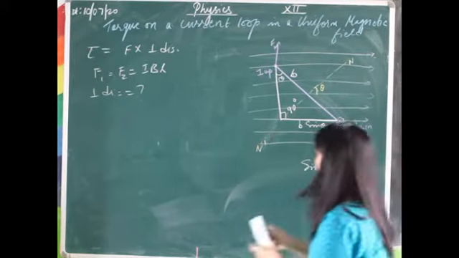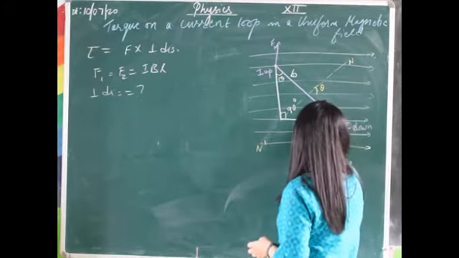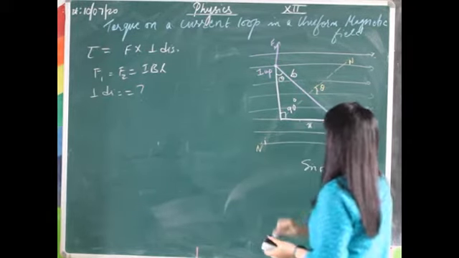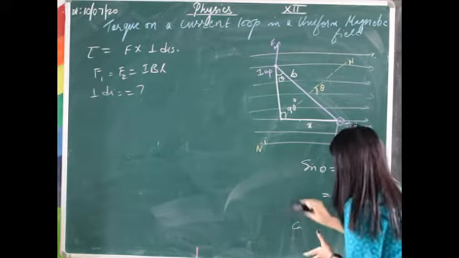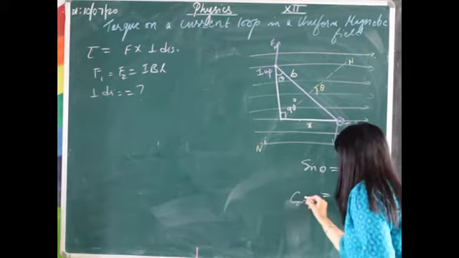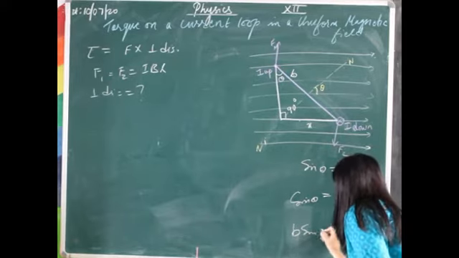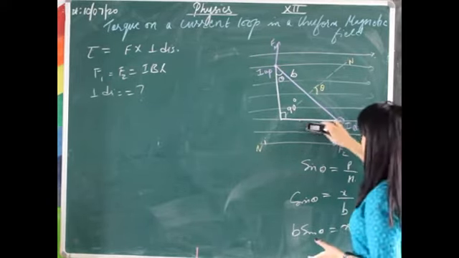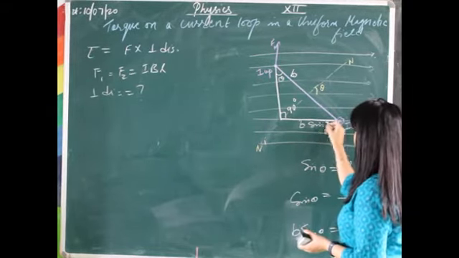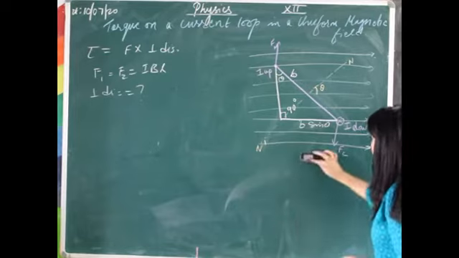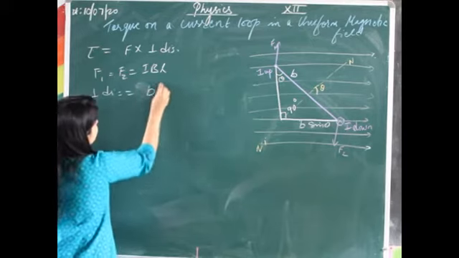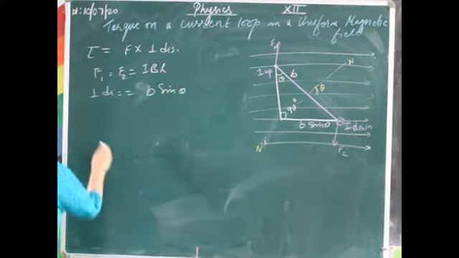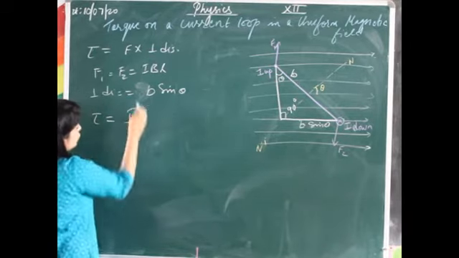Suppose you are getting confused, let me start this again. Suppose this side is x, so the perpendicular is x. Hypotenuse is this side, that is b. If you cross multiply this, then b sine theta will be x. So this x will be your b sine theta. I hope now it is clear how we got this perpendicular distance, that is b sine theta. So the perpendicular distance becomes b sine theta.